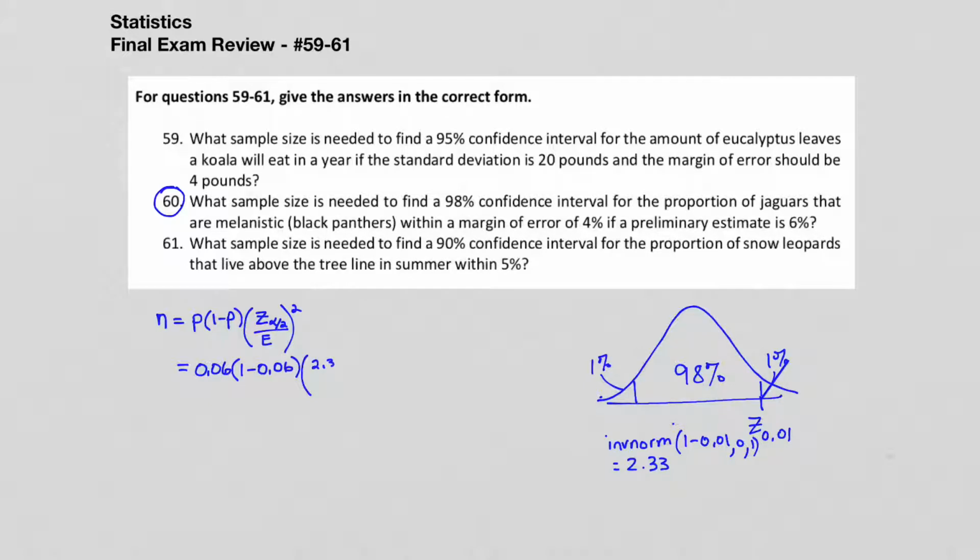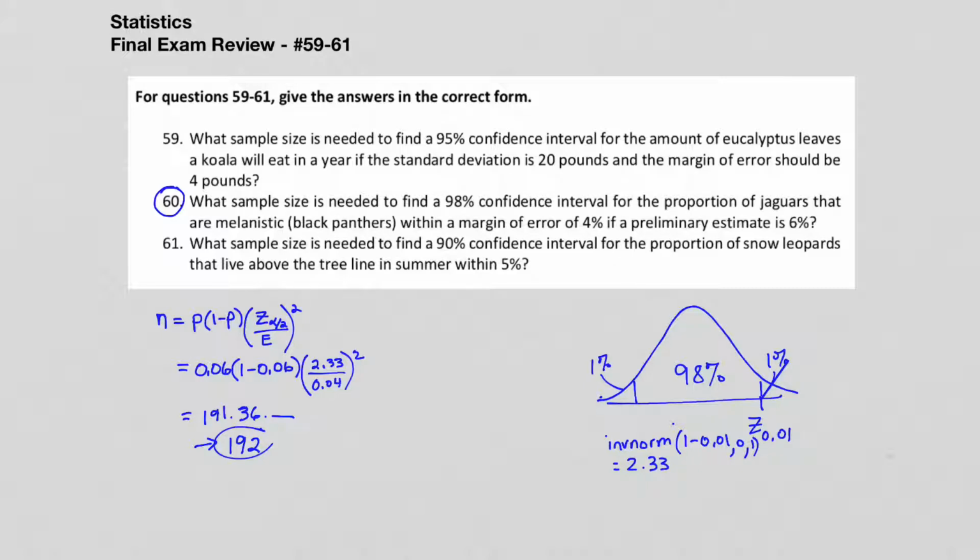So now I can plug that into my formula. I've got 2.33 over, and the margin of error is 4%, so I put 0.04 in the denominator, and we square, and I get 191.36 something. I don't really care how much the decimal portion is, because this tells me I need more than 191, so I need 192. And that's my final answer for this problem.